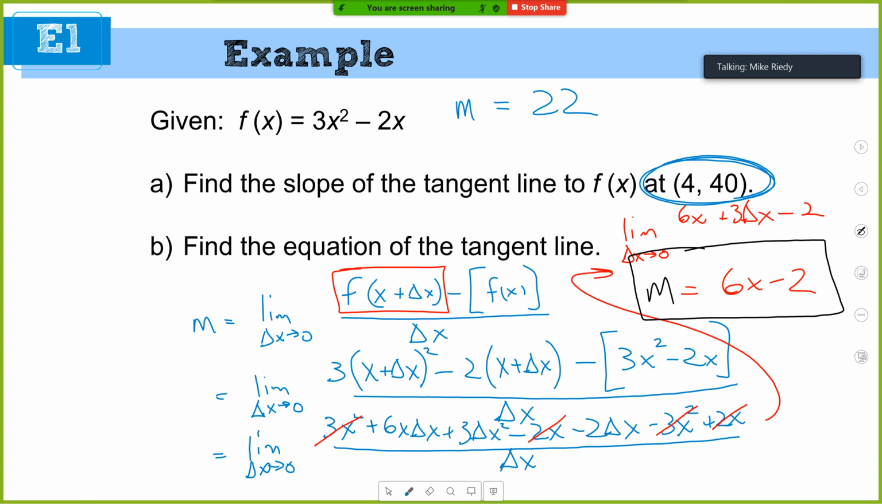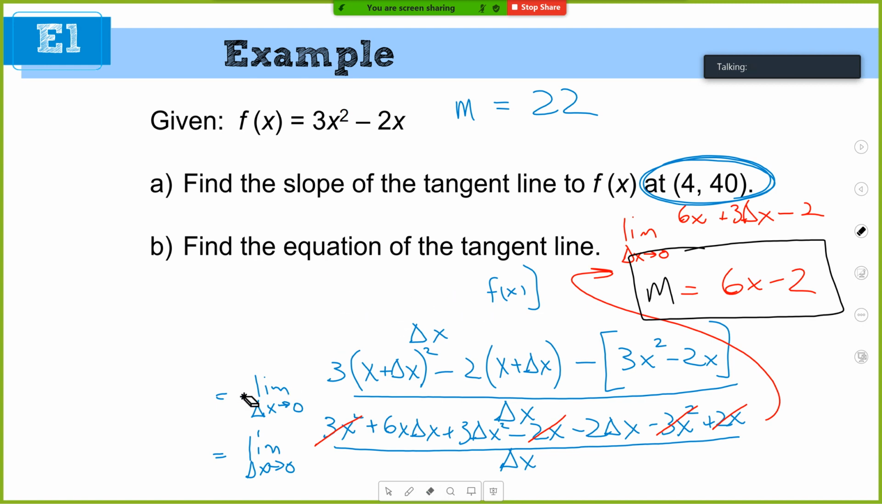Can I erase this stuff at the bottom here? My calculations, yes or no? Yes? Okay. Because I need to do part B now.